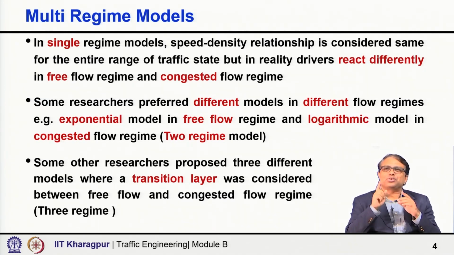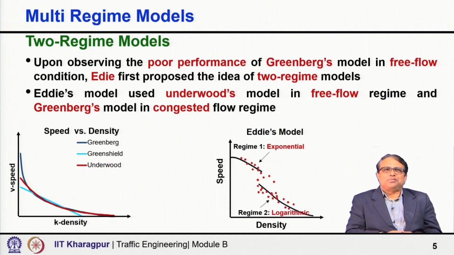So, single regime means only one relation for speed and density for the entire range of traffic state. Two regime means one relation for the steady state or free flow regime, and another for the forced flow or congested flow regime. Three regime models use three different relationships, one for free flow, another for congested flow, and another for the transition one. Now, first about two regime models.